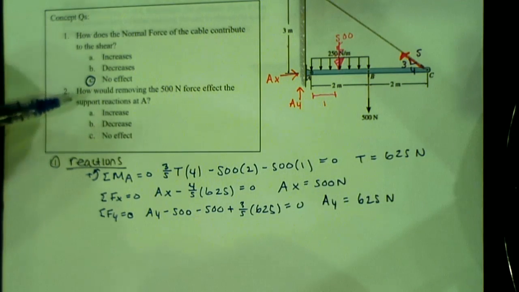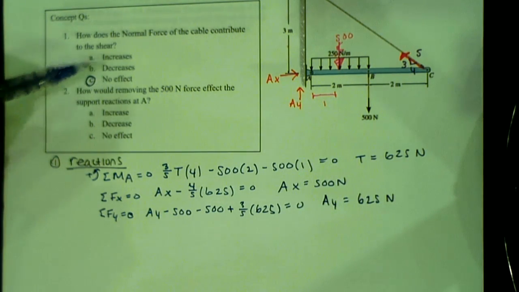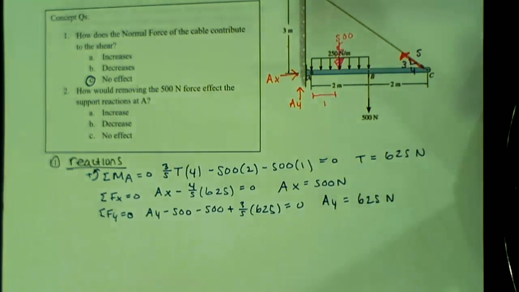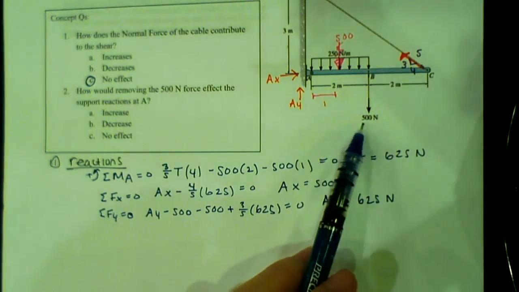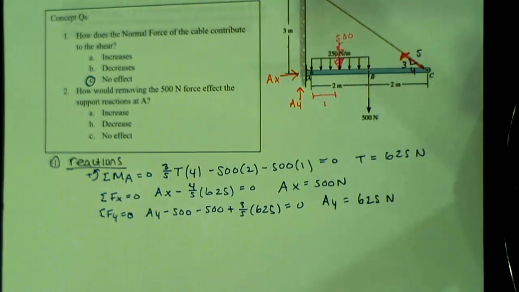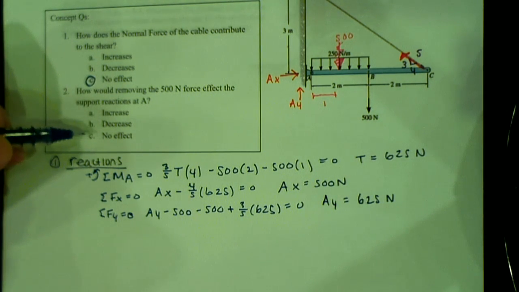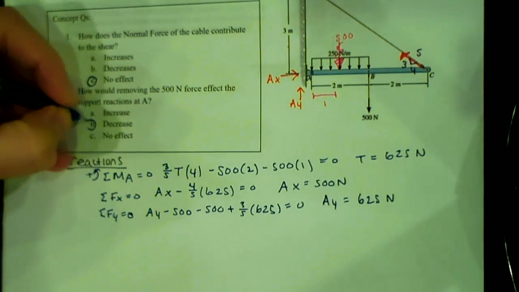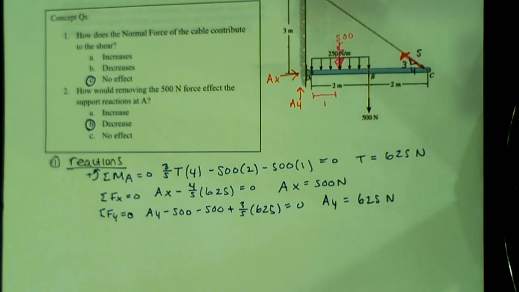And then next question, how would removing the 500 Newton force affect the support reactions at A? So if I got rid of that 500 right there, what would that do to it? AX wouldn't necessarily be 0. So would it increase it, decrease it, or have no effect? It would decrease it. If you remove some of the forces that it's having to support, you put less of a load on it. It would decrease AY, right? Yeah, exactly. So we found our support reactions.